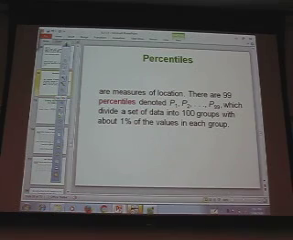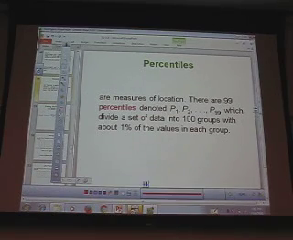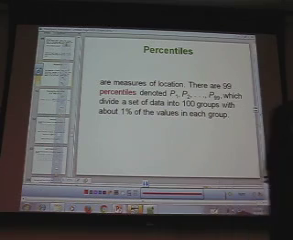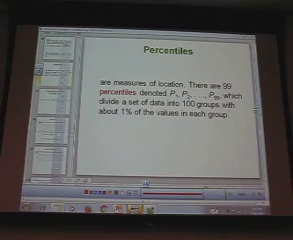Last thing we're going to cover today is percentiles. These are measures of location. There are 99 of them, labeled P1, P2, P3, all up to P99. They divide a set into roughly 100 different groups, with each group being about 1% of the population or the values of the group.